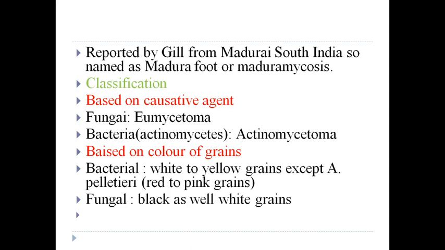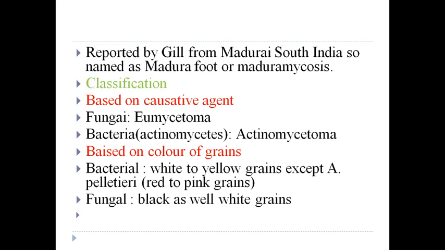Then how do we classify these mycetomas? They can be classified based on the causative agent or based on the color of the grains which they discharge in their pus. When mycetoma is caused by fungi, it is known as eumycetoma. If the causative agent is bacteria, which is commonly actinomycetes, which are long filamentous bacteria, then it is known as actinomycetoma.